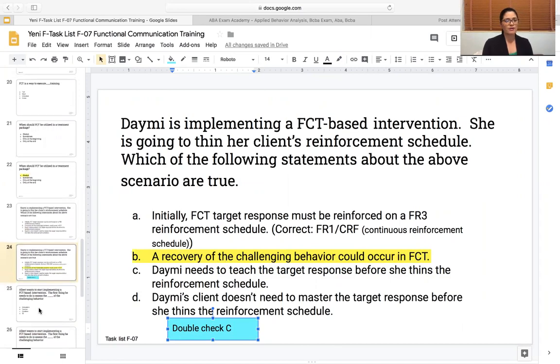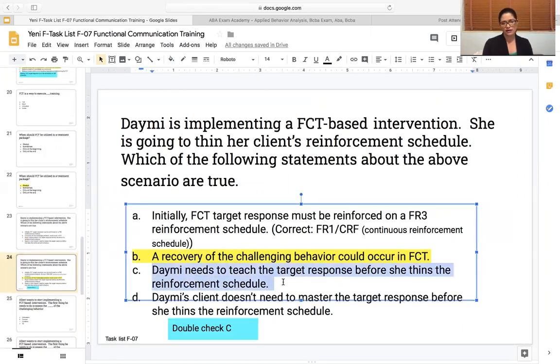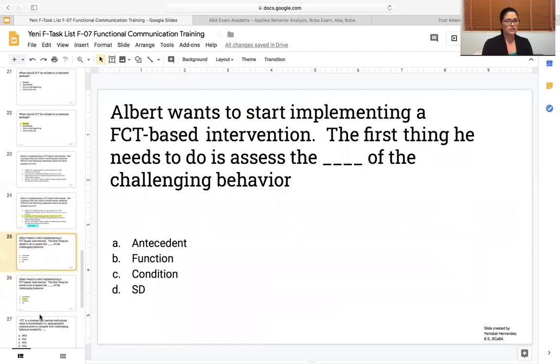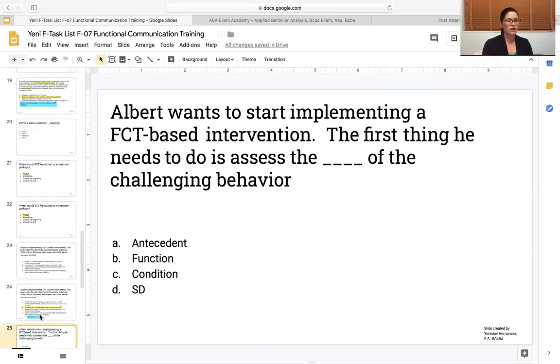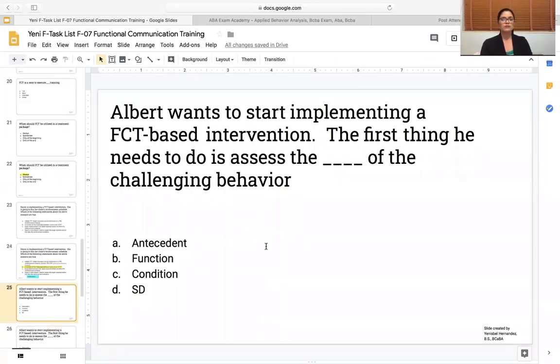But I'm going to double check C, because the way it's worded, it could also be the answer in my opinion. Okay, let's go to the next one. We still have a couple to go. Aubrey wants to start implementing an FCT-based intervention. The first thing he needs to do is assess the blank of the challenging behavior. Is it A, antecedent, B, function, C, or D, S?